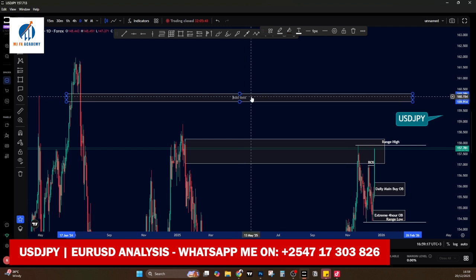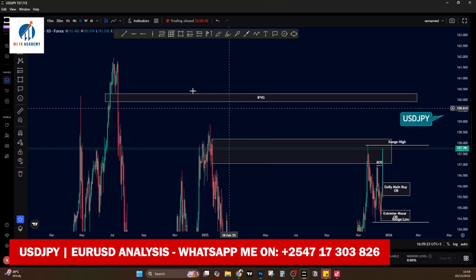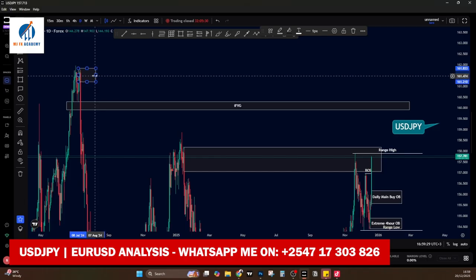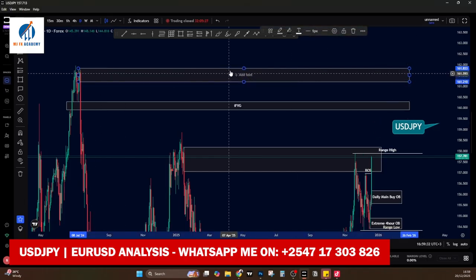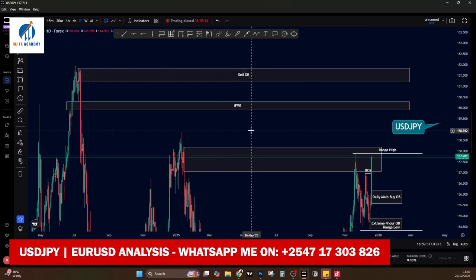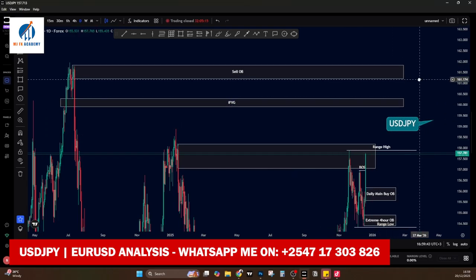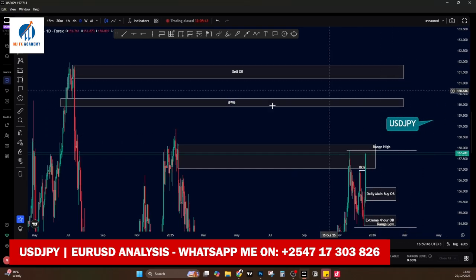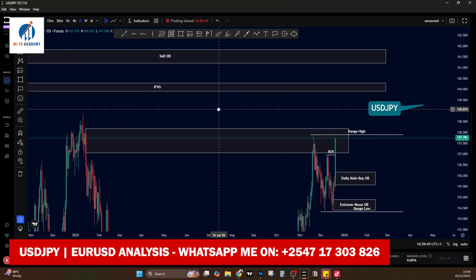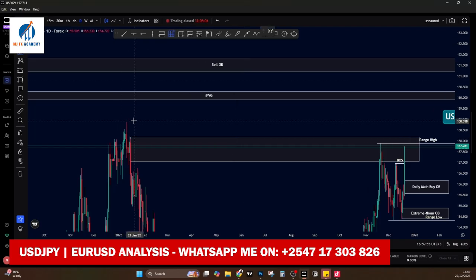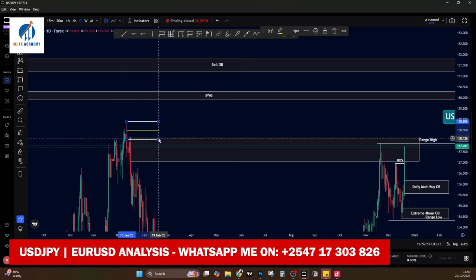So I will just mark it like this, and then we have this order block here. The market can decide to come to this sell order block, although I think that is even too far. This is maybe later. So that means the market can sell from the 50% of this week here.